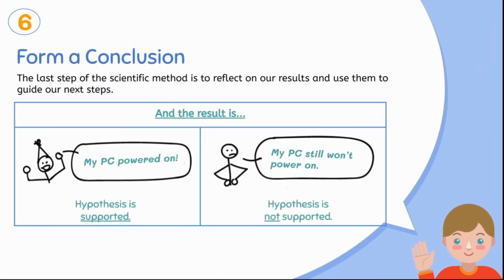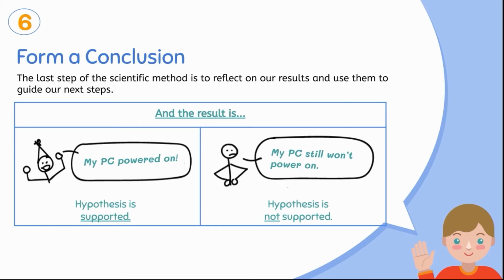Step number 6 is form a conclusion. The last step of the scientific method is to reflect on our results and use them to guide our next steps. If the PC powered on, then the hypothesis is supported, and we might need to do additional tests to confirm it or change it to be more specific.